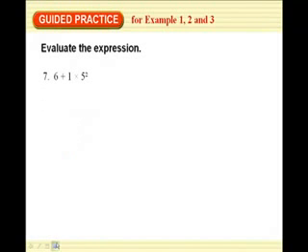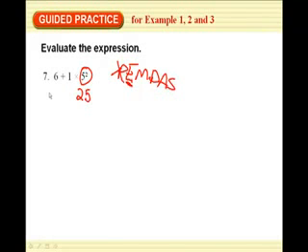Okay, a little bit trickier here. If we follow our PEMDAS rules, there's no parentheses, so I don't have to worry about that. Exponents, there's my exponent, so I have to do that first. That's going to become a 25. So 6 plus 1 times 25. I know I have to multiply before I add, so I do that part, which is 25. So 6 plus 25 is 31.